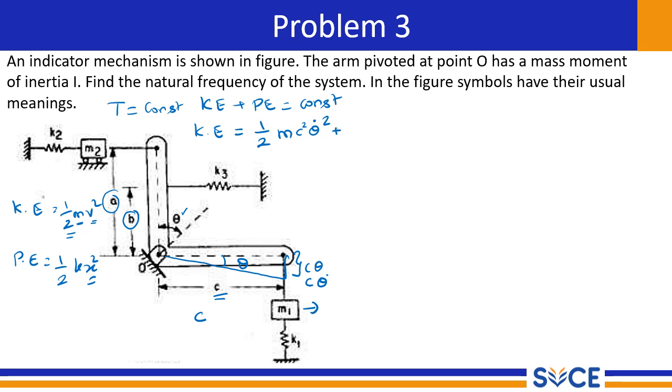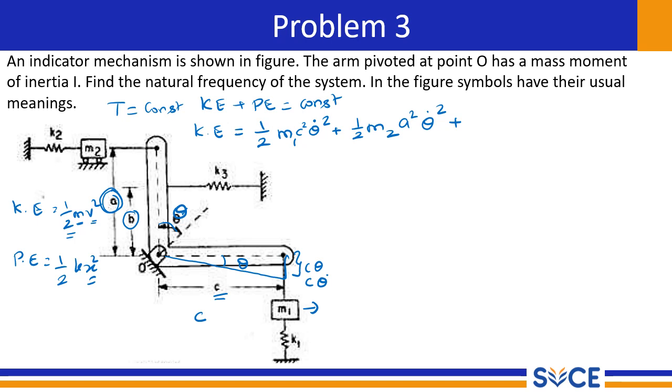plus this m1. Similarly, we have to write it for the second mass m2. Here the deflection is for a, so it is going to be the same fashion. Here also the mass is deflected by theta, so it is going to be a square theta dot square plus.